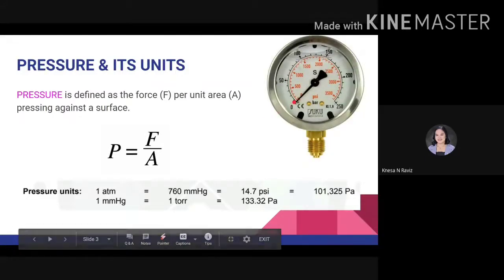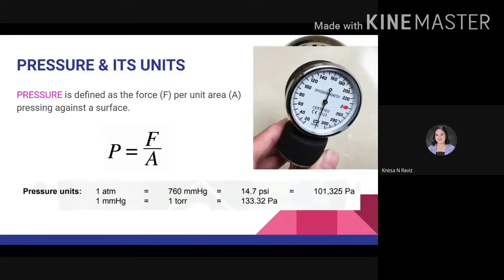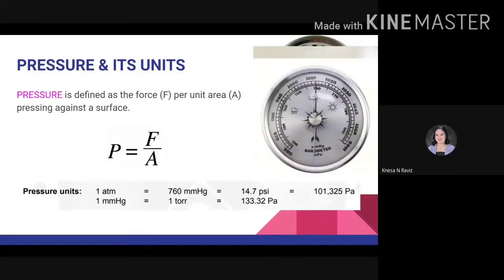This one right here is the pressure gauge used in gas cylinders. Units are usually in pounds per square inch, the red ones, and the bar, the ones in black. This is a sphygmomanometer. The BP app usually measures systolic and diastolic blood pressure in terms of millimeter mercury. We also have the barometer, which measures atmospheric pressure in millimeter mercury or hectopascals.